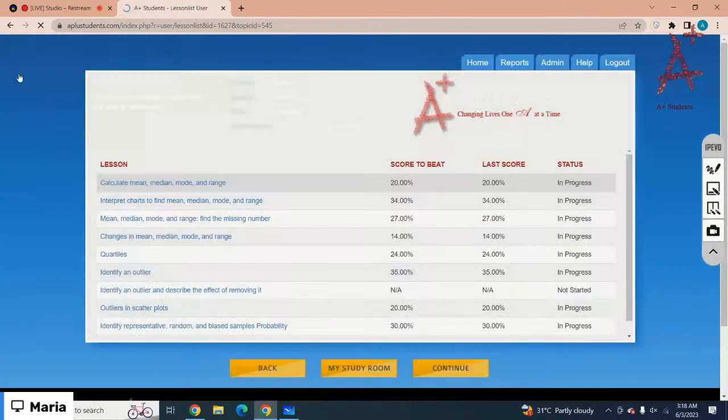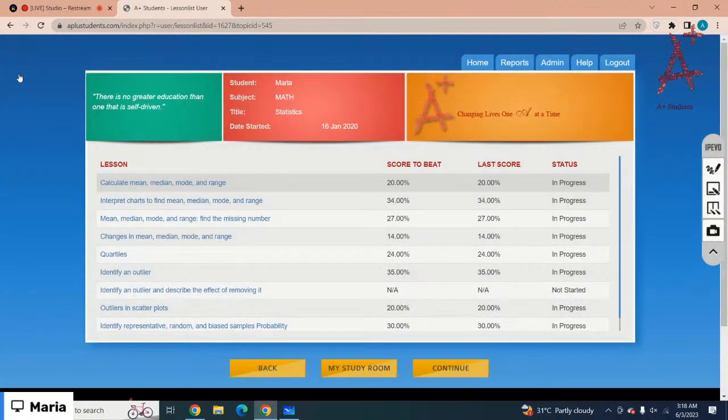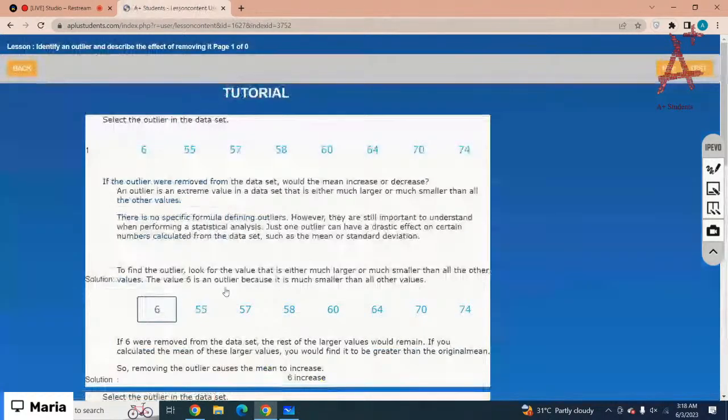Okay, you can complete the test by yourself later today. Let me just move on to next lesson. And the next lesson is identify an outlier and describe the effect of removing it.